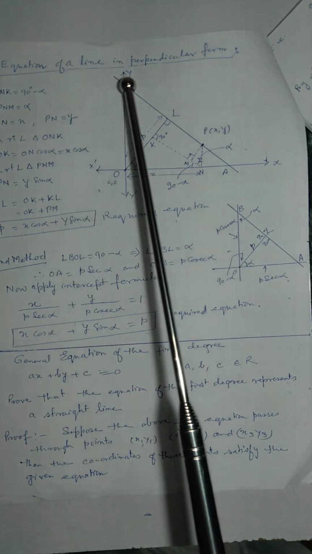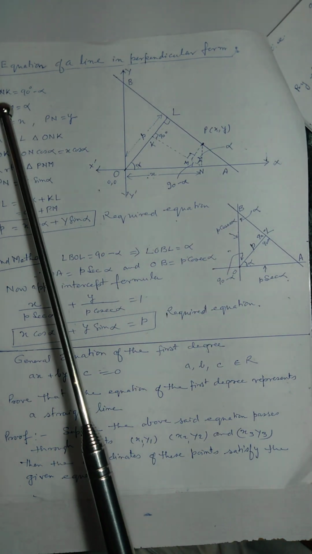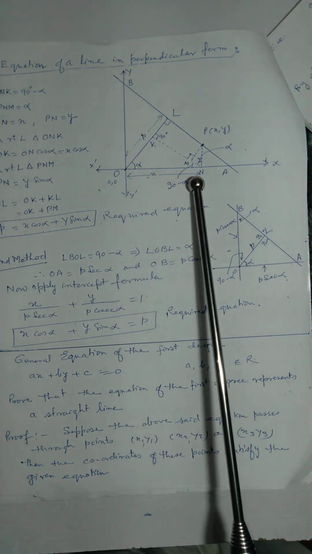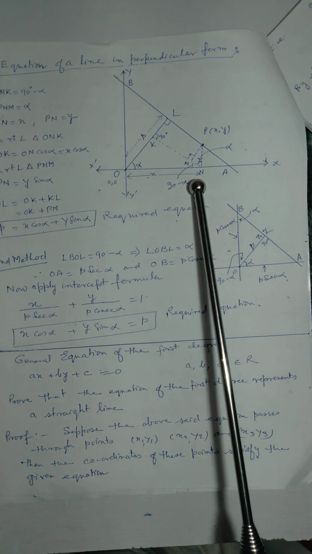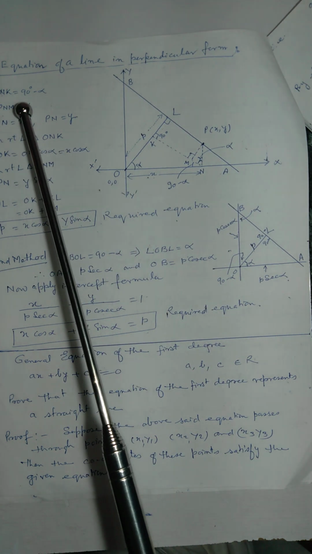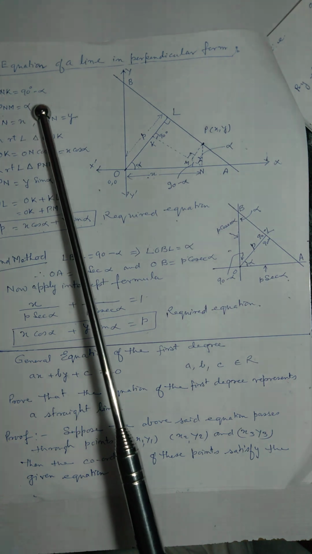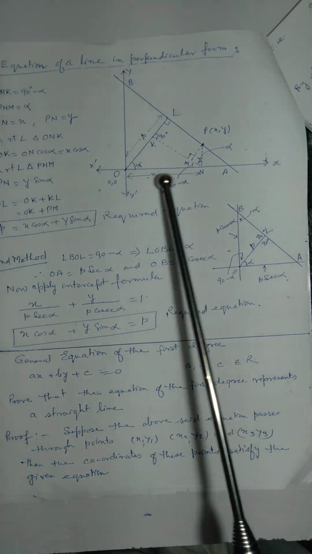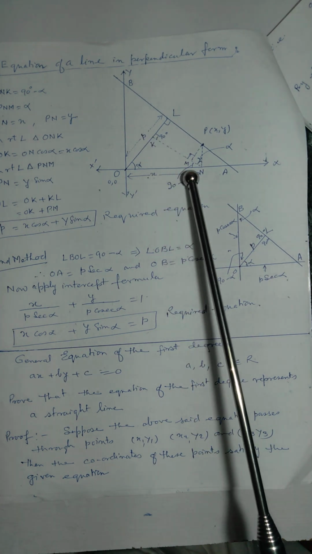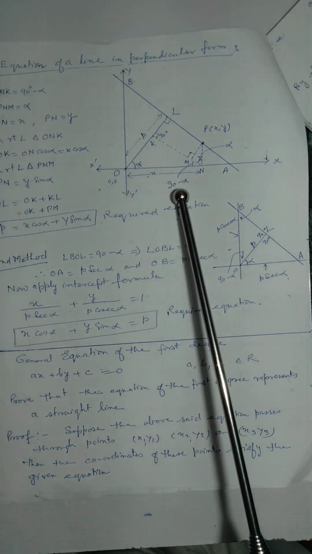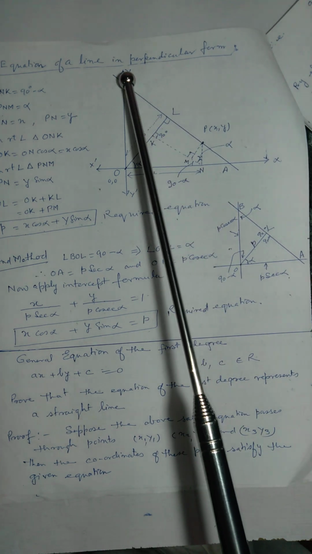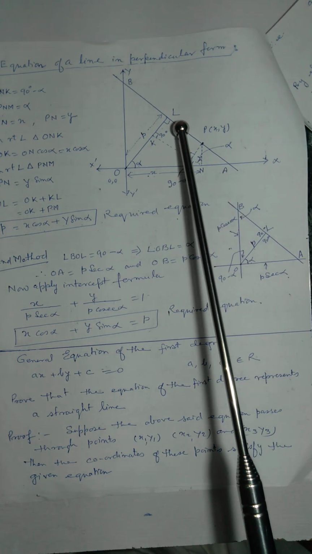Equation of a line in perpendicular form. You see O and K, this angle will be 90 minus alpha, and this will be the 90. You see, there is a line AB. AB is a line.